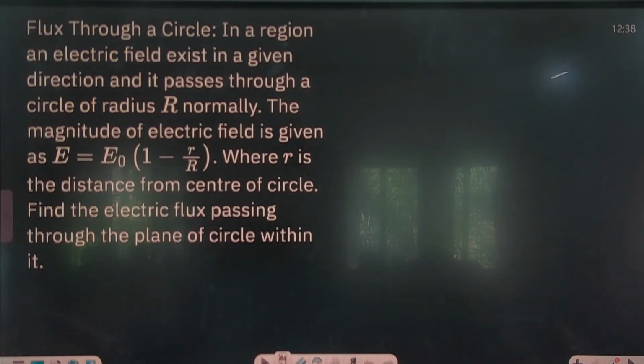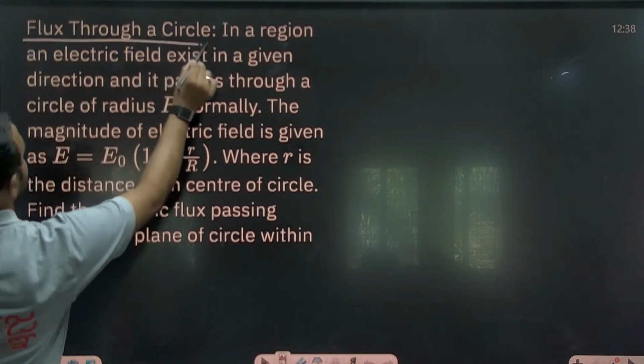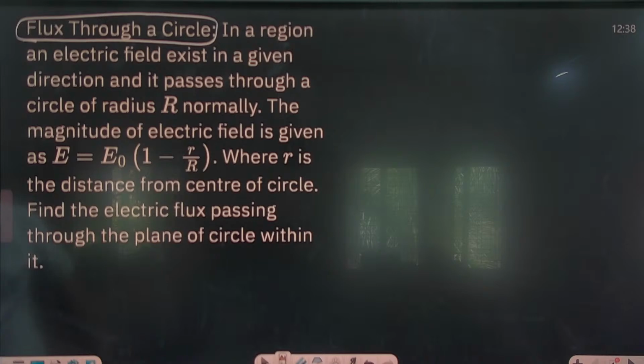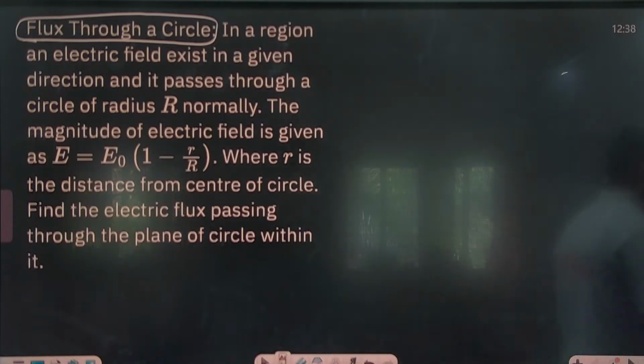Flux through a circle in a region. So what are we trying to calculate? We are trying to calculate flux through a circular area in a region. An electric field exists in a given direction and it passes through a circle of radius r normally. Okay, normally, if you have a circle like this, then the electric field is normal to the circle.